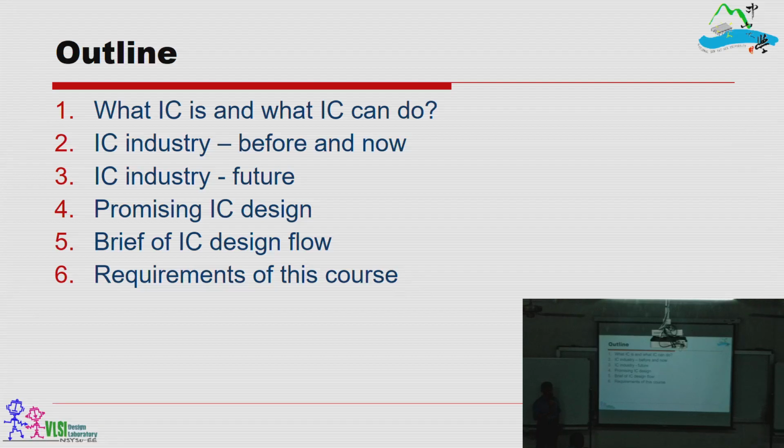Because the major function of the EE department is to train students into engineers, and there are three types of engineers. The first type is those engineers who fabricate ICs, integrated circuits, the semiconductors, with a lot of process technology. And the second type of engineers is the engineers who design the ICs. The first one is fabrication, the second one is design.